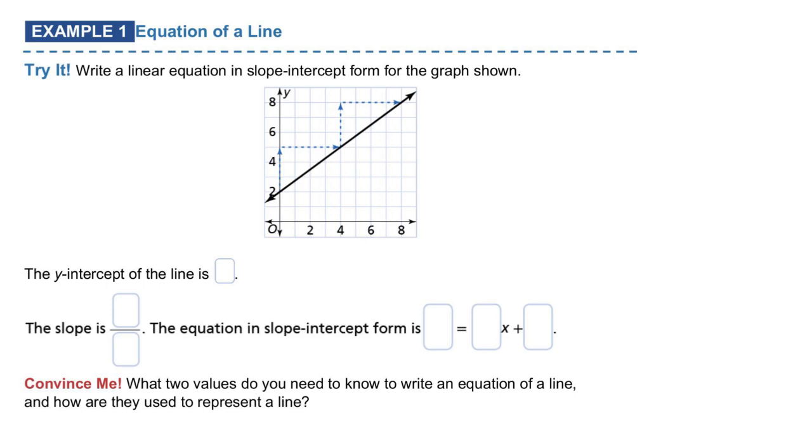Okay, here we are at the bottom of page 146, and it's time for you to try it. It says, write a linear equation in slope-intercept form for the graph shown. I'm going to remind you that that form is y equals mx plus b, where m is the slope and b is the y-intercept. All right, I want you to go ahead and pause me while you do this and come back for checking.